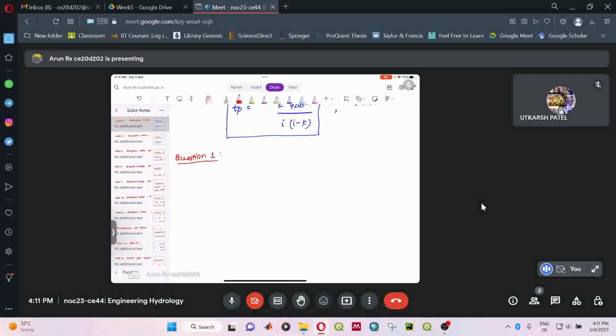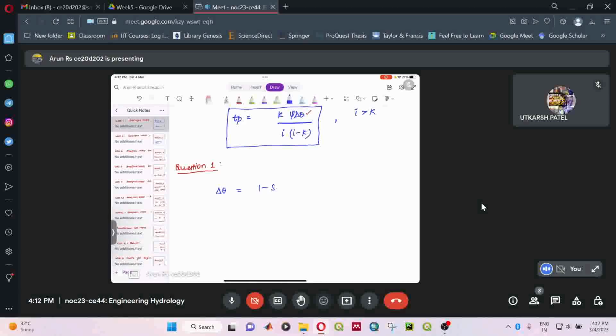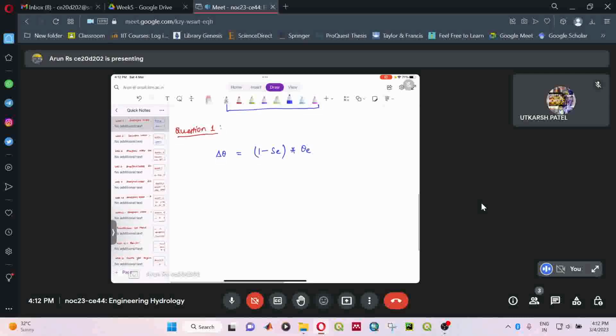So here first we need to estimate psi delta theta, and for that we need to know what is delta theta. So delta theta is given by the expression 1 minus the saturation into the effective moisture content, and we would have derived an expression to find out the saturation. That is given by the initial moisture content minus the residual moisture content divided by the effective moisture content.